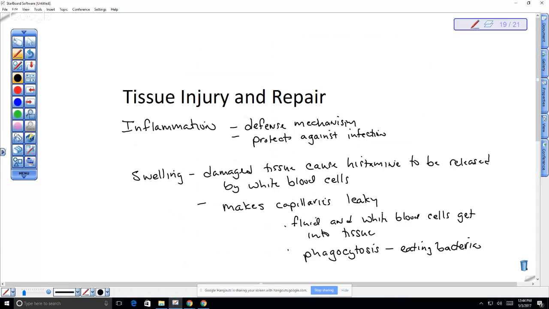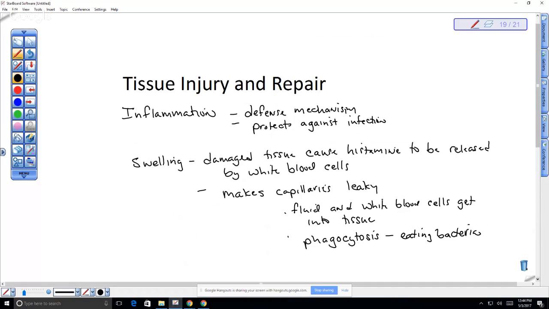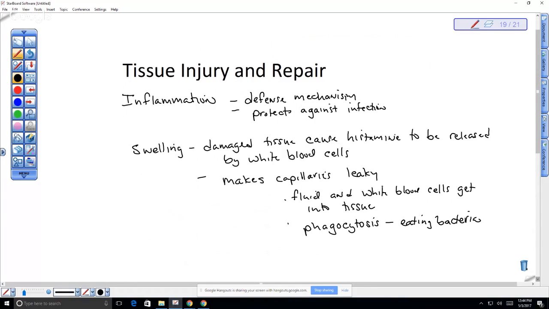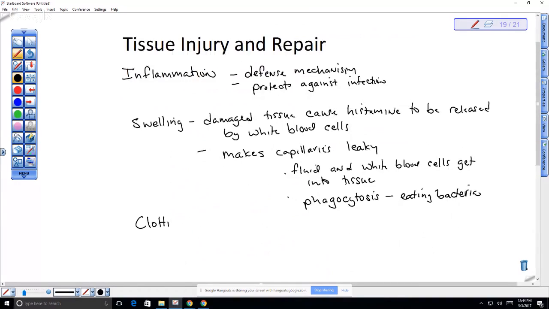Okay, so that would be part of inflammation. Now, we also get blood clotting. So we'll put clotting here. Now, clotting is a tricky thing because we want the blood to clot in certain places, but if it clots inappropriately, it can be really bad, right? That's what causes strokes, for example, if it clots in blood vessels in your brain, and heart attacks, if it clots in your blood vessels to your heart, right?